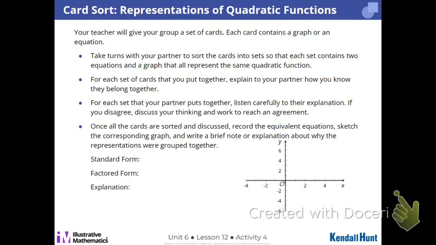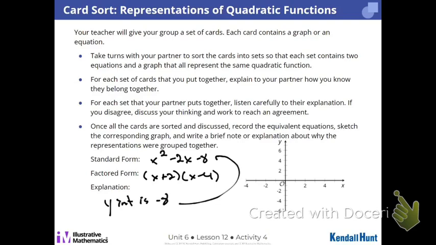sort. All right? And I'm going to do one of the piles, an example of what you might need to do. This won't be one of your piles. But really what you're going to have is something like a factored form that might be something like x plus 2, x minus 4. And that means you'll have a standard form that is x squared minus 2x minus 8. And then your explanation of why your graph is what it is would say something like y-intercept is -8 because of the constant. And then you would say the x-intercepts are -2 and 4 because of the factored form.